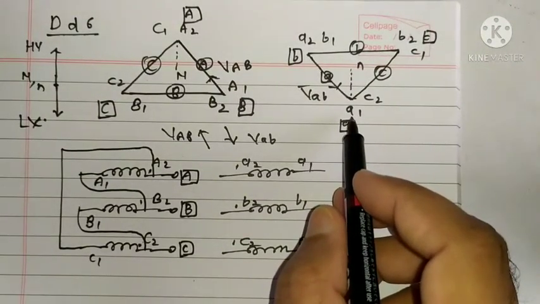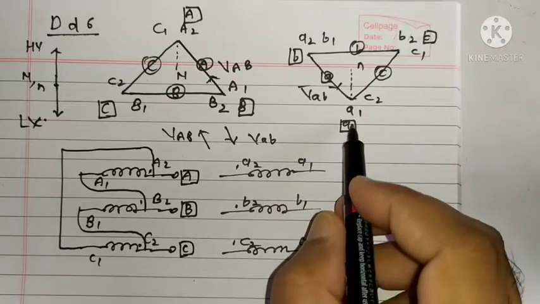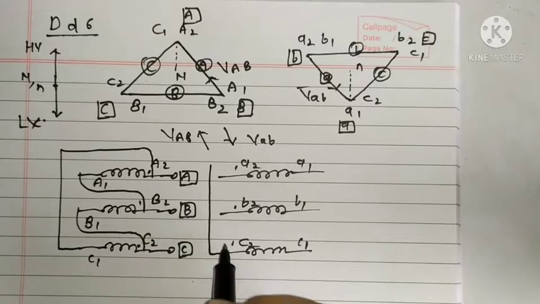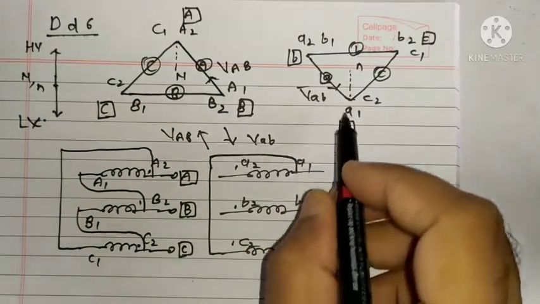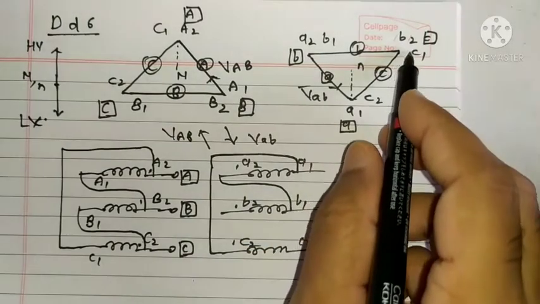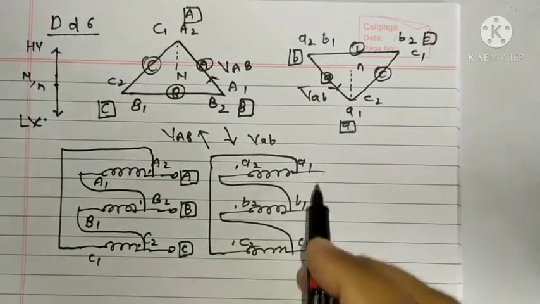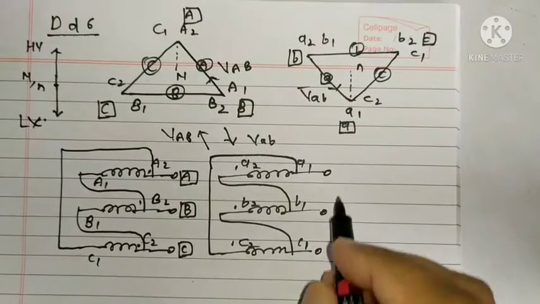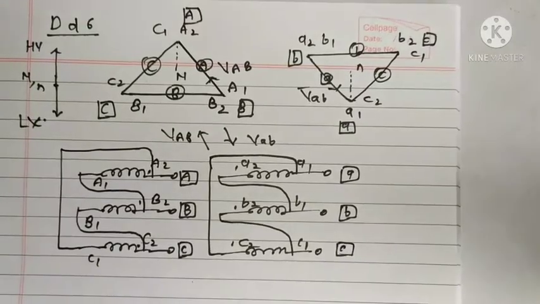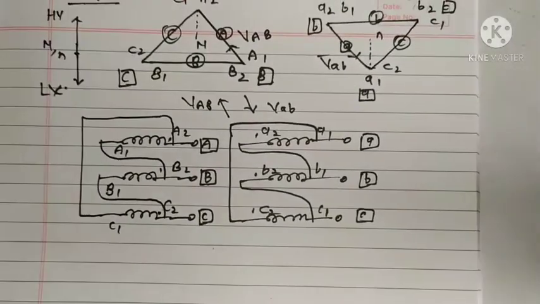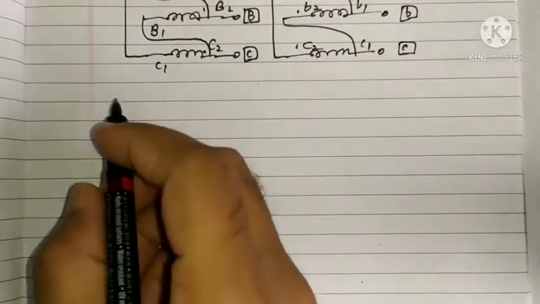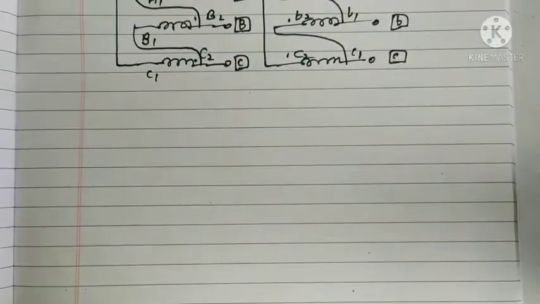Now what we are seeing, A1 is connected to C2, so A1 is connected to C2 here like this. A2 is connected to B1. B2 is connected to C1. And these terminals will be available on the secondary side. Okay, so this is the DD6 and YY6 connection. Now coming to the next, YD1 connection.